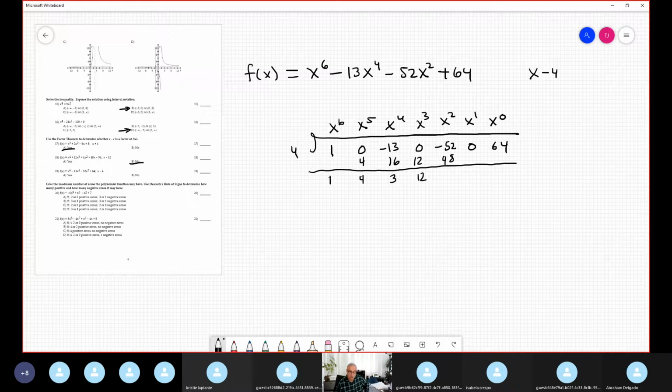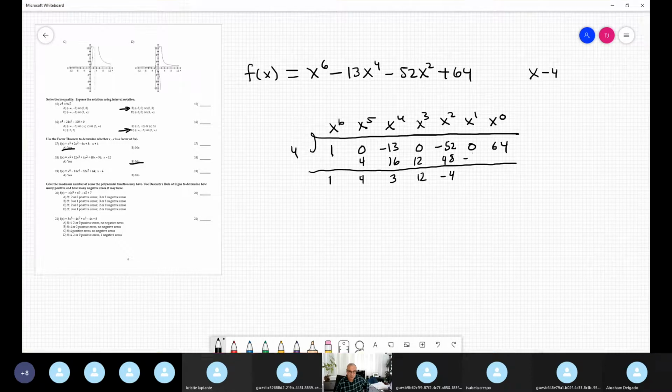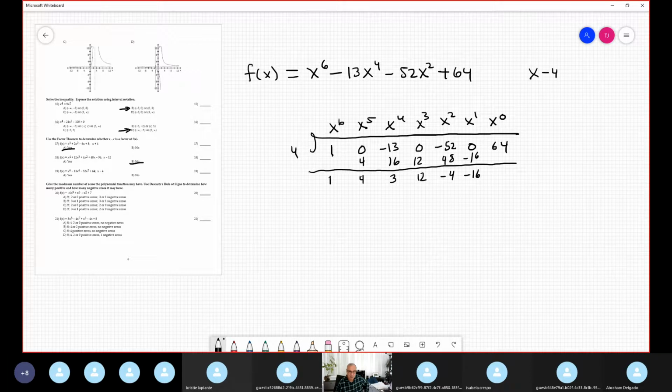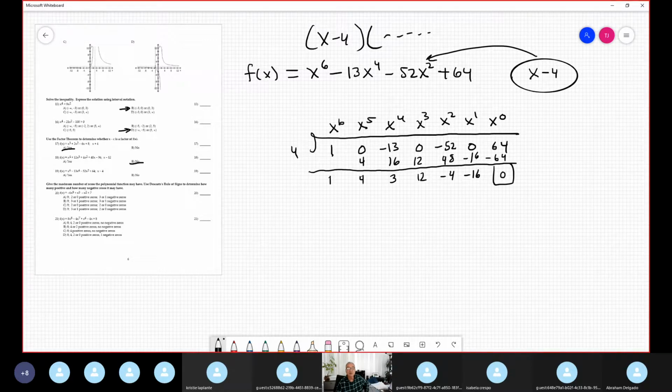So negative 4, no? Negative 4. And negative 4 times positive 4 is negative 16. 0 and 16 is negative 16. And negative 16 times 4 is negative 64. Nice. 0 remainder. Now, yes, the factor x minus 4 belongs to that polynomial. So when you are doing the factorization, you can include x minus 4. But I don't care about the rest. The answer is yes, this factor belongs to the polynomial.